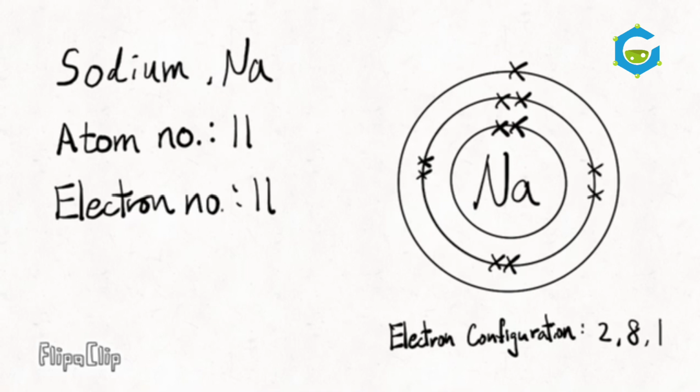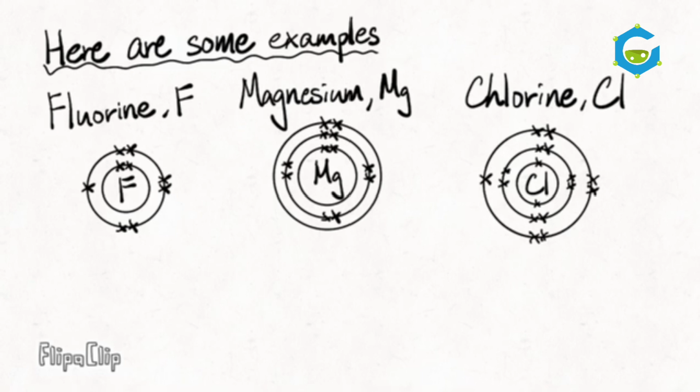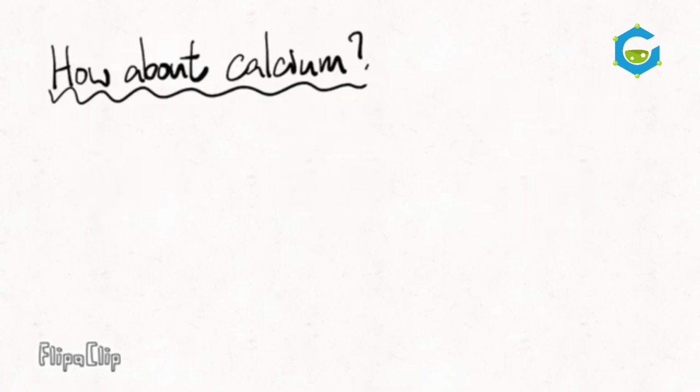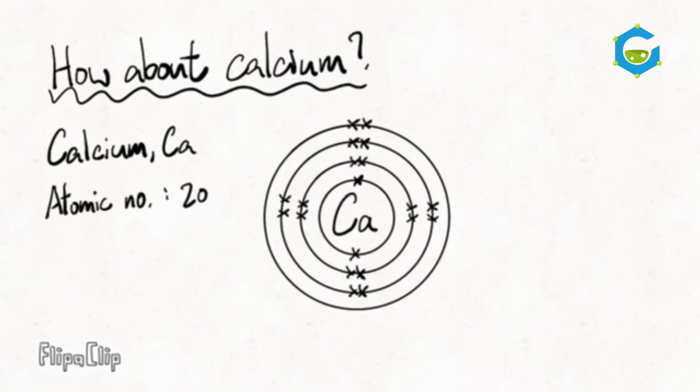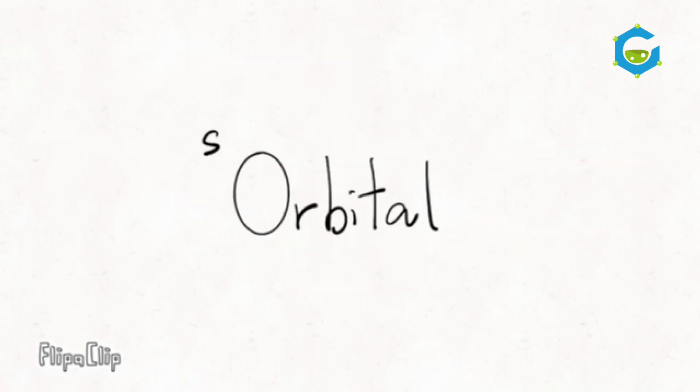Here are other examples: fluorine, magnesium, and chlorine. For calcium, it has 20 electrons with the 2, 8, 8, 2 electronic configuration. You may have a question: why not 2, 8, 10? It can be explained by the atomic orbitals.